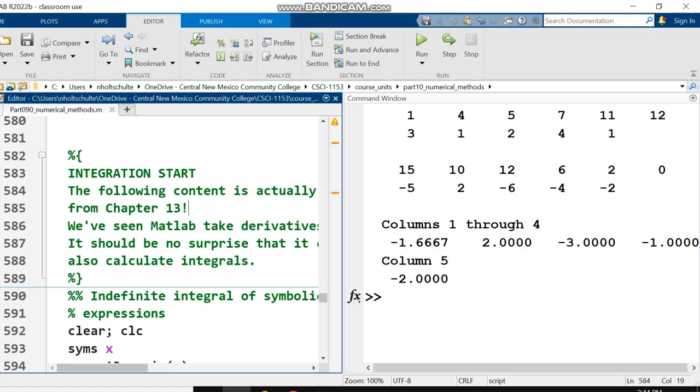Now, my class used to be based on MATLAB for Engineers 5th edition, so the comment right here referring to chapter 13 is referring to chapter 13 in MATLAB for Engineers 5th edition.